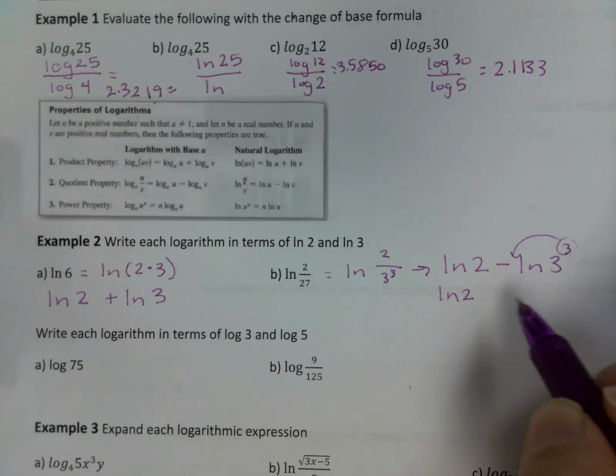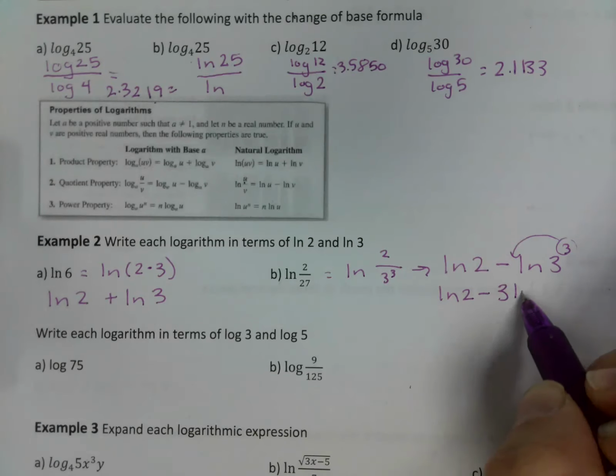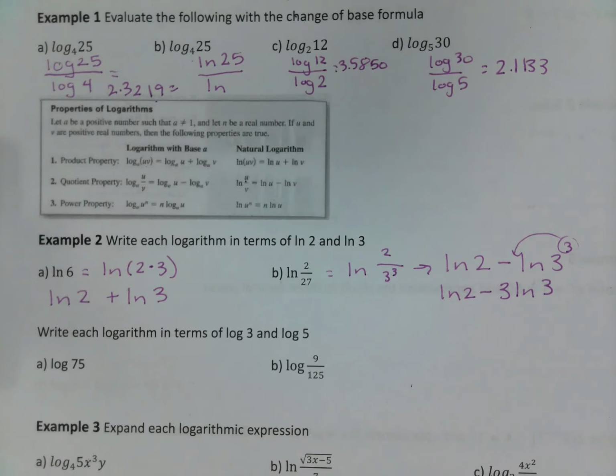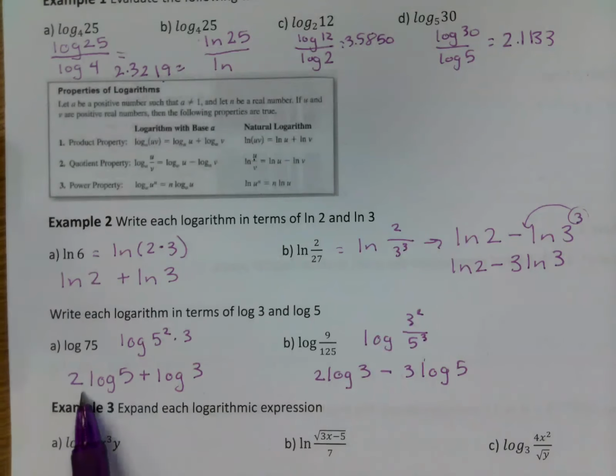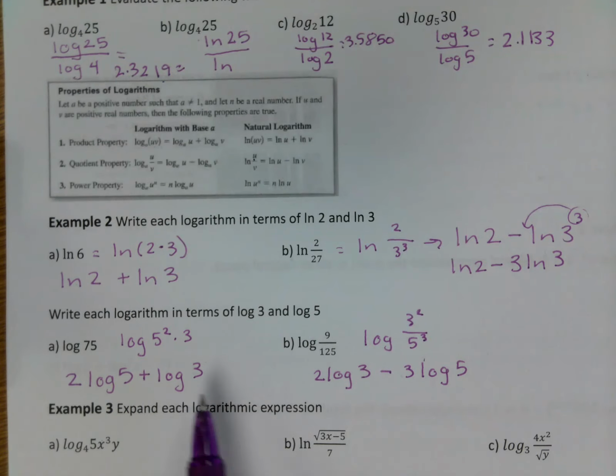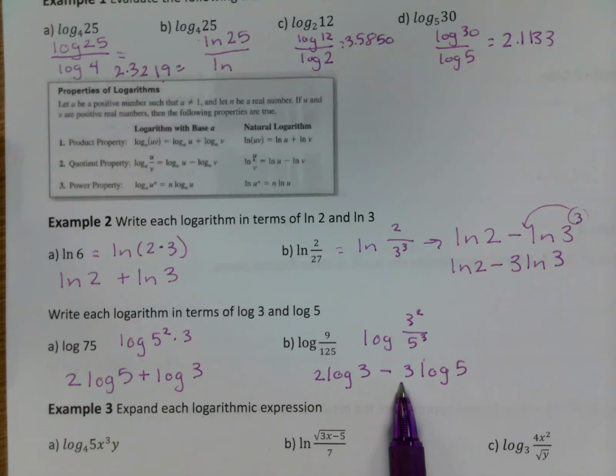So my final answer would be natural log of 2 minus 3 times natural log of 3. Right now I want you to pause the video and try to do A and B. So your two answers would be 2 log 5 plus log 3. Here would be 2 log 3 minus 3 log 5.